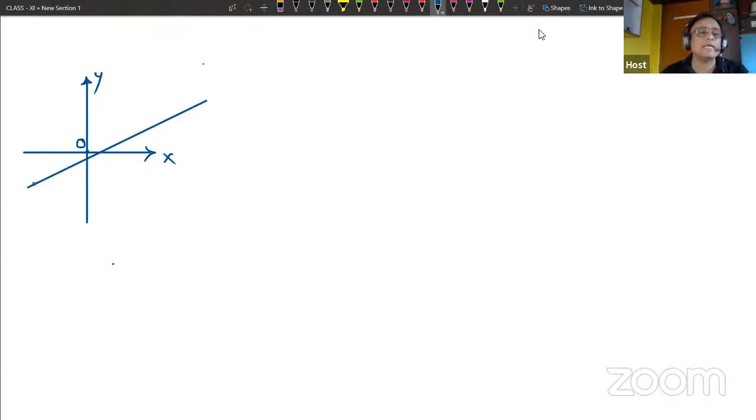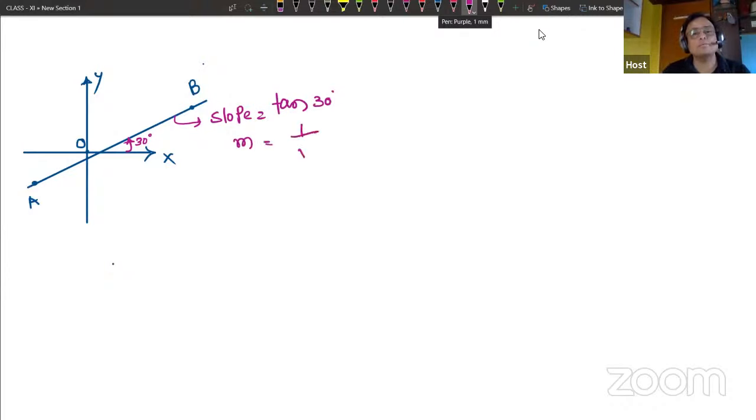To avoid confusion, I'll label the line A and B. You have to find out the slope of line AB. Remember, every line has only one slope, my dear students. Even if line AB is extended infinitely at both ends, there will not be any change in the slope. As I told you in the beginning, if there exists only one line from Earth to Moon, it will have only one slope. Suppose this line's inclination is 30 degrees. Then slope M is equal to tan 30, which is 1 by root 3. That means the slope of line AB is 1 by root 3.